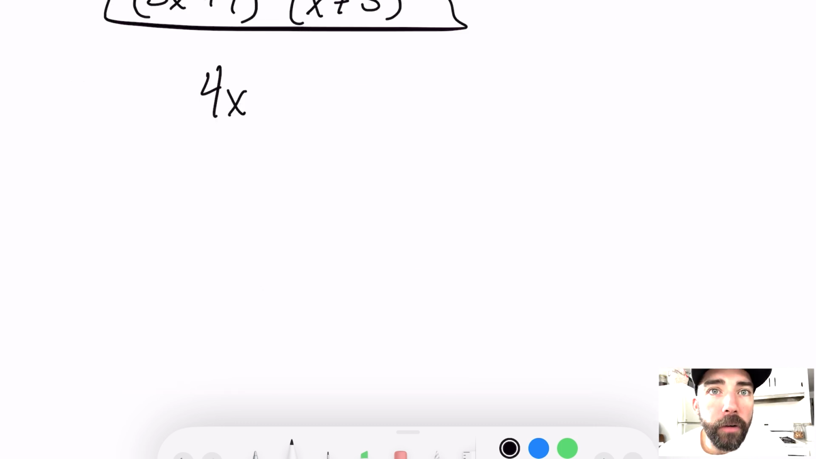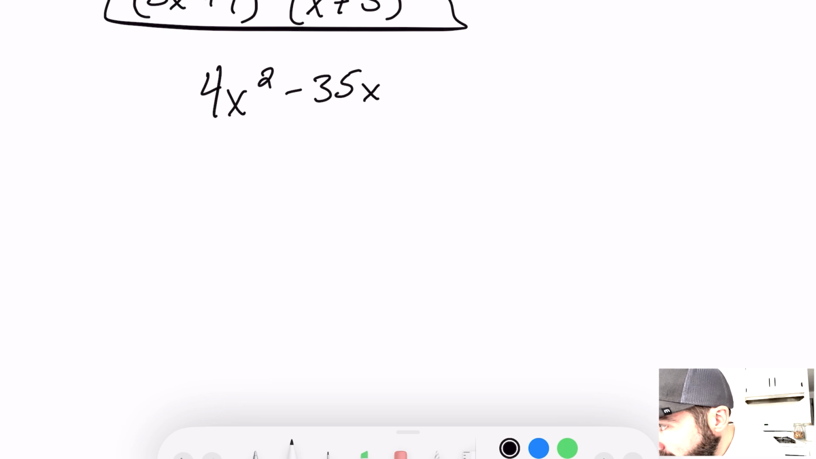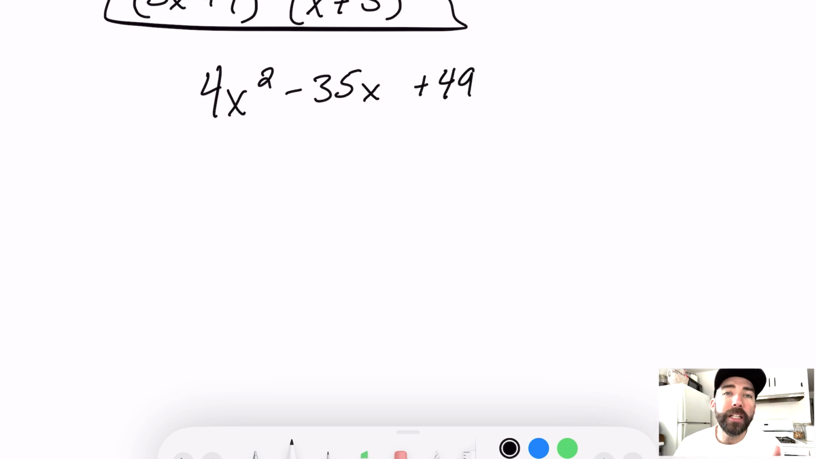Big bonus. Here we go. 4x squared minus 35x plus 49. I'm pumped about this one because this is big numbers, and we're not using a calculator. You're seeing me do this with you right now. I'm gonna just put you into my brain, okay?